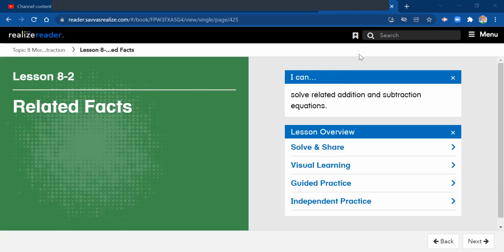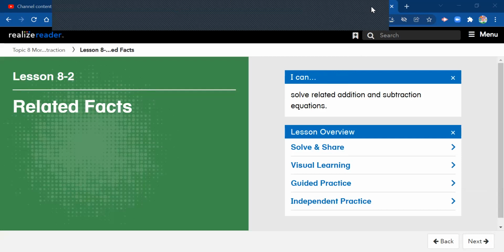We are on lesson 8-2, related facts. We are going to solve related addition and subtraction equations. All right, let's get started.